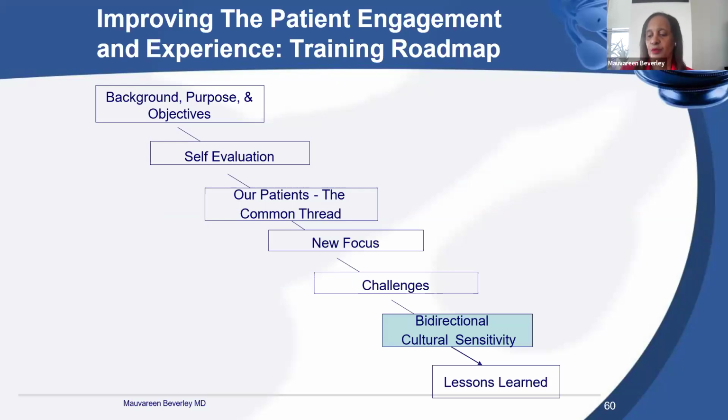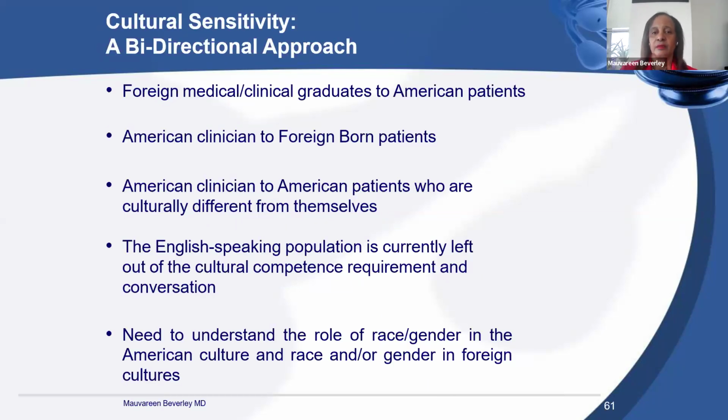And let's go to bidirectional cultural sensitivity. Cultural sensitivity, a bidirectional approach: foreign medical clinical graduates to American-born patients, American clinicians to foreign-born patients, and American clinicians to American-born patients who are culturally different than themselves. The English-speaking population is currently left out of the cultural competence requirements and conversation, particularly African Americans, as I pointed out before. We need to understand the role of race and gender in American culture and race and gender in foreign cultures.